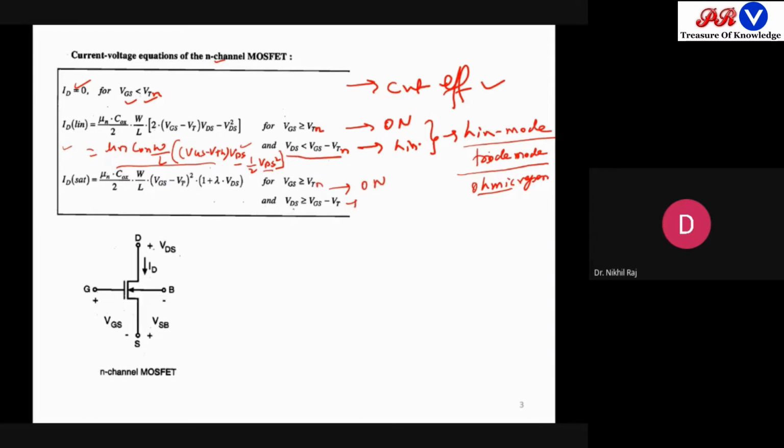And what about VDS? In this case, VDS is greater than or equal to VGS minus VTN. This shows nothing but saturation, so effectively this is saturation mode. And in the saturation mode, what is the equation? Half mu n Cox W by L (VGS minus VTH) squared. If channel length modulation is there, then 1 plus lambda VDS will come into the picture. And if lambda is 0, it retains the same constant current expression.